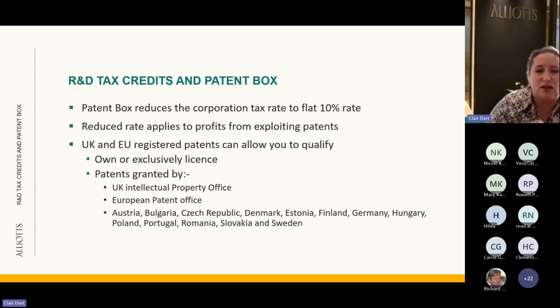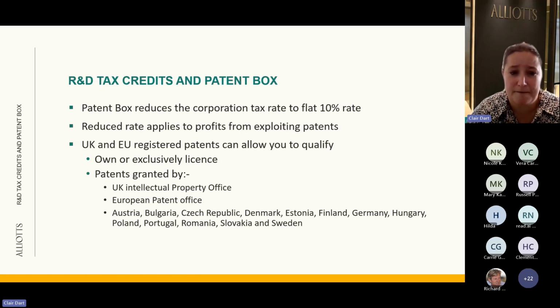Patent box essentially reduces the corporation tax rate to a flat rate of 10% on all profits from that patent. So anything from exploiting a patent would then be taxed at 10% instead of the current main rate of 25%. So that's a saving of up to 15% of corporation tax every year on those profits for the life of the patent, which is usually 20 years.